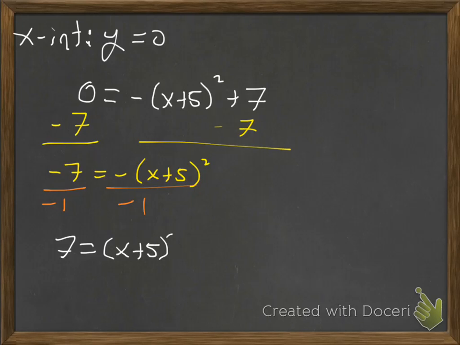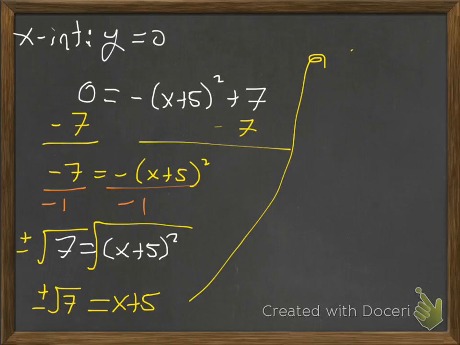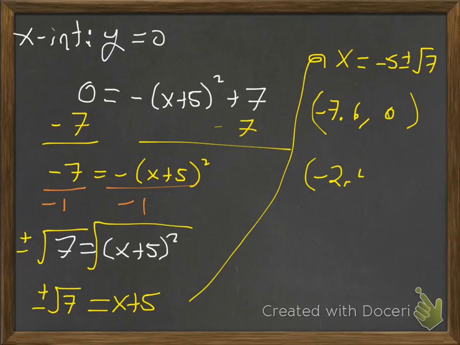Okay, and this one's not going to be very nice because we don't know what the square root of 7 is. So we're going to get plus or minus the square root of 7 is equal to x plus 5. You'll have two equations, but in both instances you'll subtract 5 and you won't be able to combine it with the plus or minus square root of 7. So using our calculator, we do negative 5 minus square root of 7, and that's going to give us about negative 7.6, and then the y-coordinate is 0. And then negative 5 plus square root of 7 will be about 2.4, and then the y-coordinate was 0.